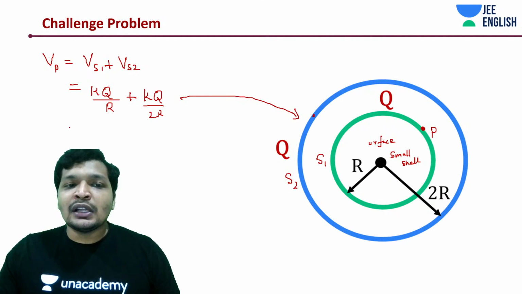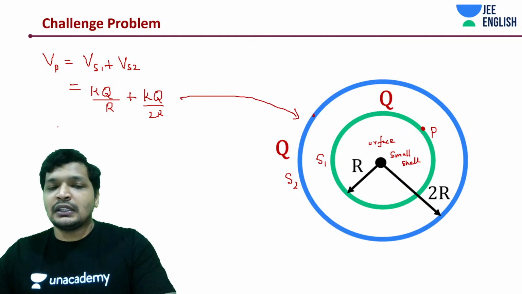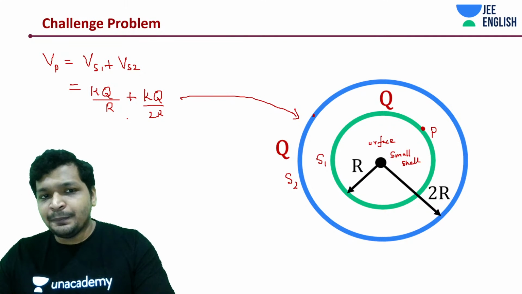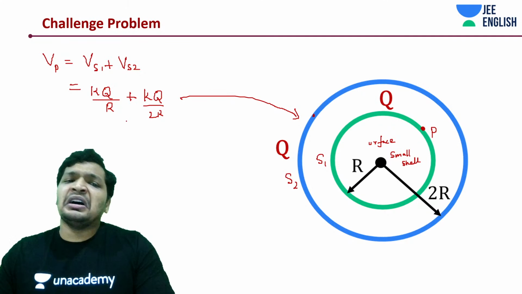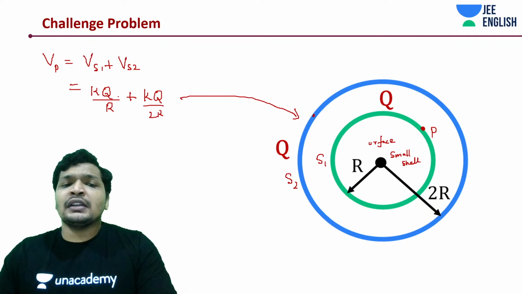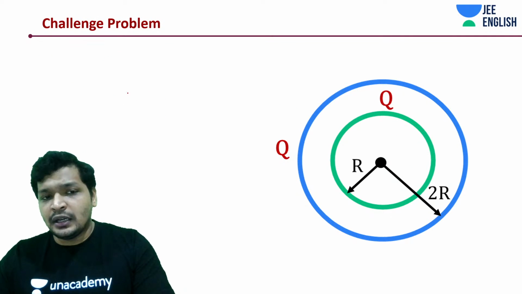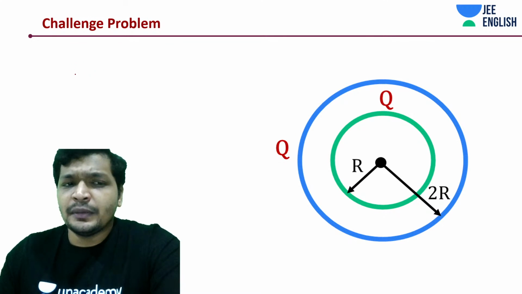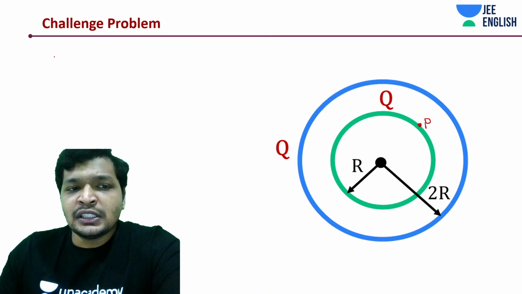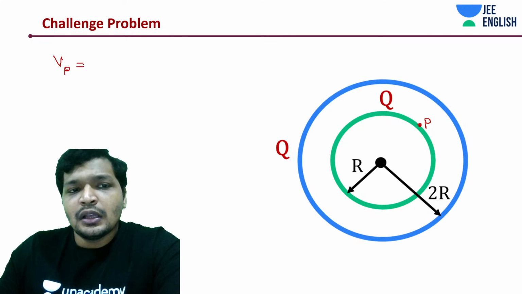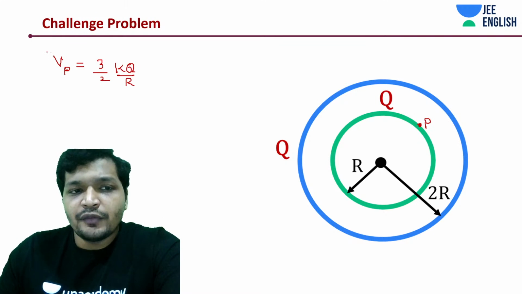So now what is the total potential at this point? Let's carry forward this equation and just add it up. You need to make it 2R, so you'll get something like 3KQ by 2R. So now at this point P, the potential is 3 by 2 KQ by R.